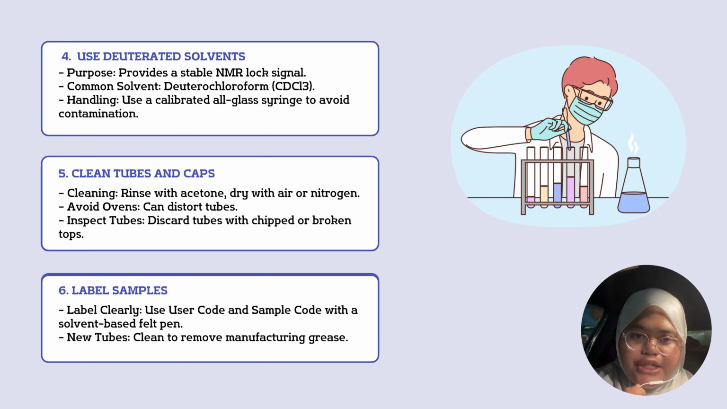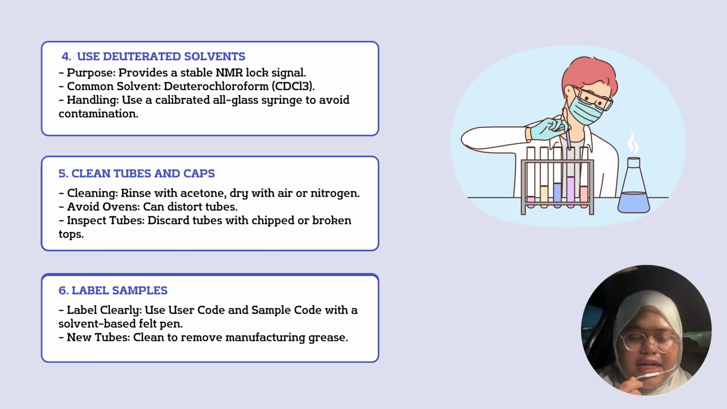Number 4. Use deuterated solvents. Deuterated solvents like CDCl3 provide a stable NMR lock signal. Use a calibrated all-glass syringe to handle these solvents to avoid contamination. Do not use them for solubility trials as they are costly.